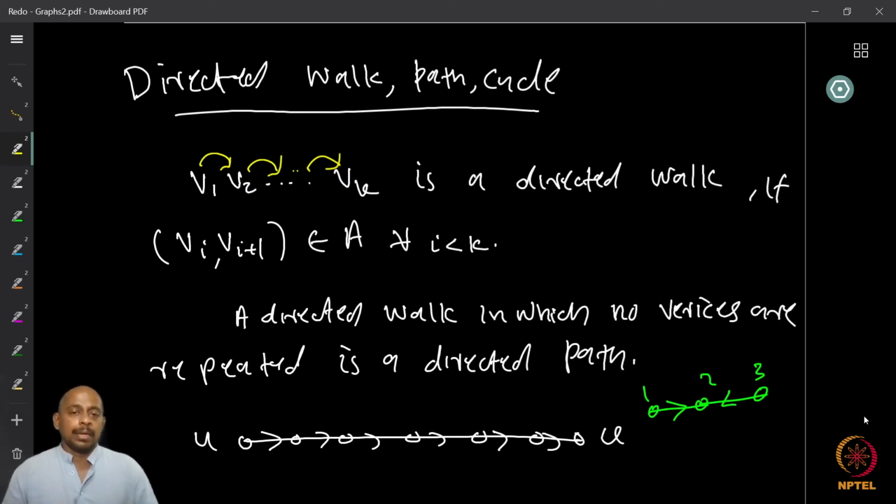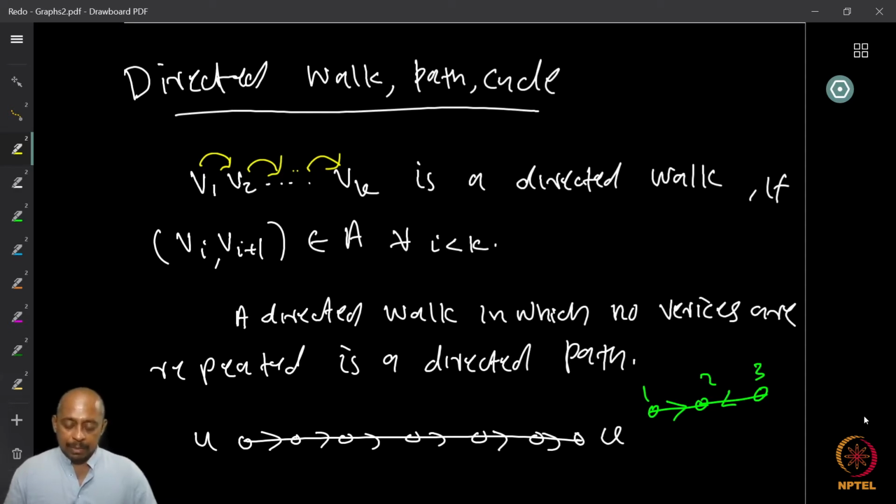Now, if the vertices are not repeated, right? One vertex only appears once, then a directed walk, as in the case of the undirected graph also, is called a directed path. So here I have a directed graph. U and V are there, and you have an arc going from U to V, right? So UV is an example of a directed path.